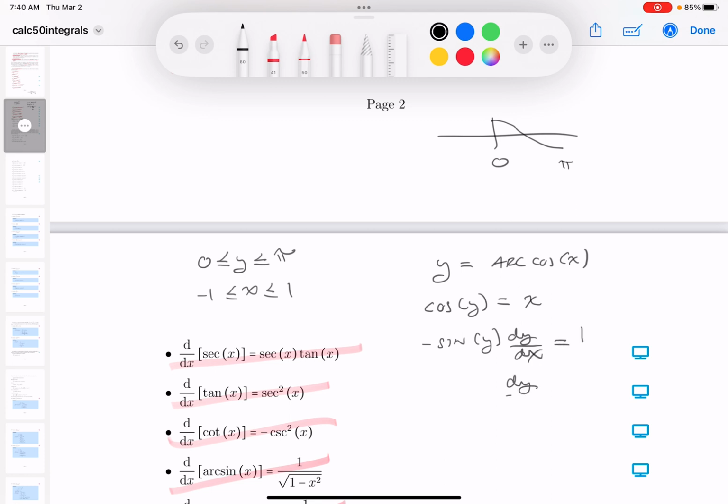So dy dx, I'm going to divide both sides by minus sine of y, which will give me -1 over the sine of y. All right, I got troubles over here. I need to know what the sine of y is. And what's nice about it, in this region over here, the sine function, if I drew it in, is certainly going to be non-negative. So I could use my right triangle now. Put this over here.